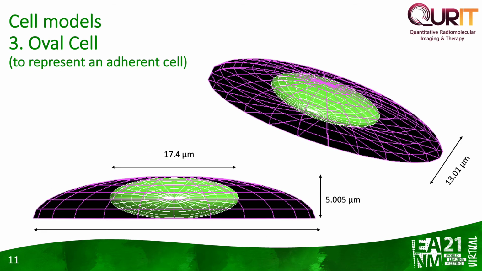For our final cell model, this was more of an oval cell, again to represent an adherent cell, so it was flat. And this model is somewhat similar to the egg cell. It is elongated, although now instead of a half sphere, the nucleus is an oval.